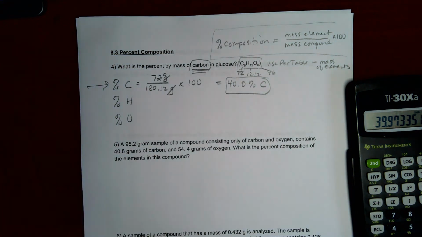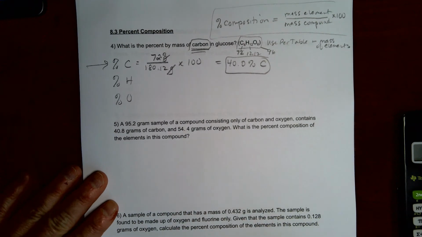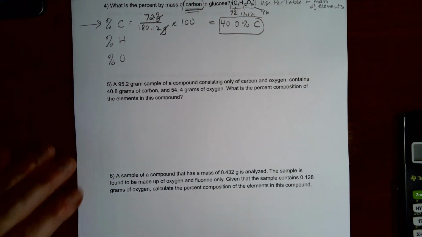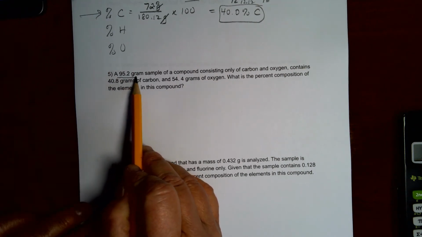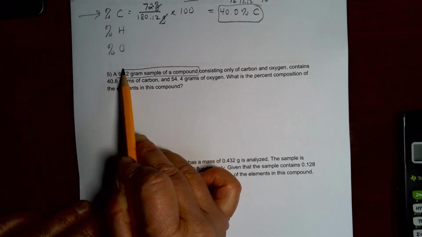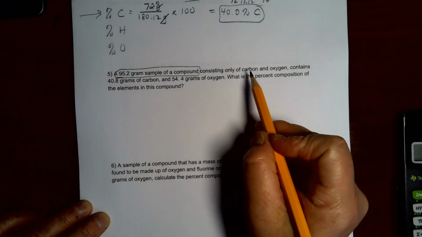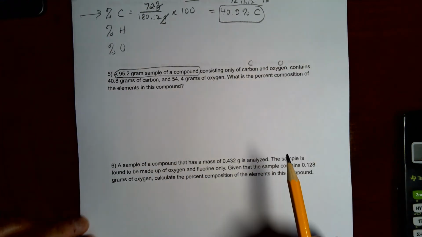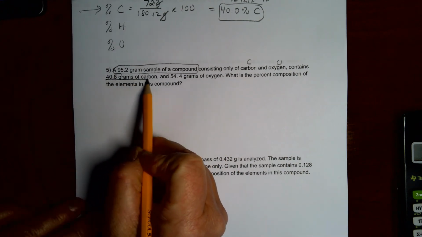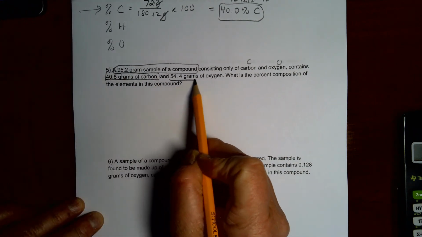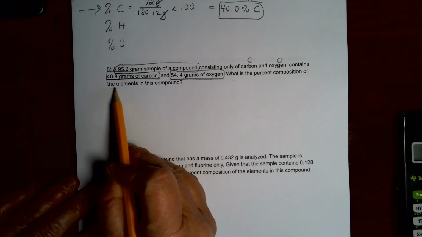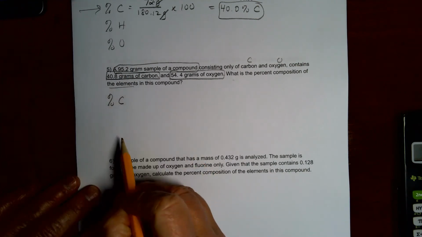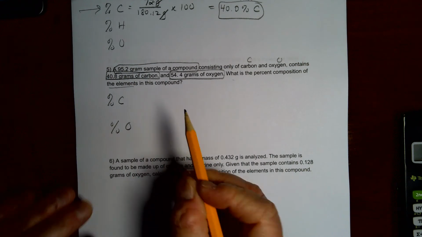So that's all we need to do for that problem, just using the molar masses. All right, let's take a look at this next one. You have a 95.2 gram sample of the compound, so there's your compound mass. There are only 2 elements, carbon and oxygen. They're giving us the mass of the carbon and the mass of the oxygen, so they're giving us all the masses. What's the percent composition of the elements?